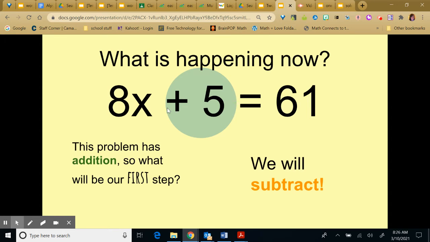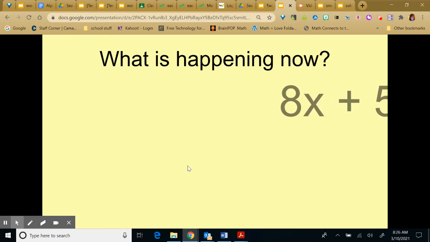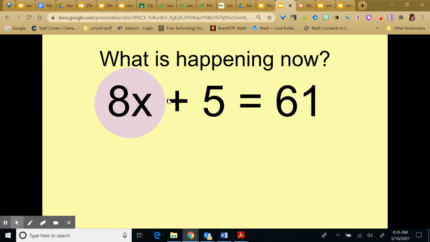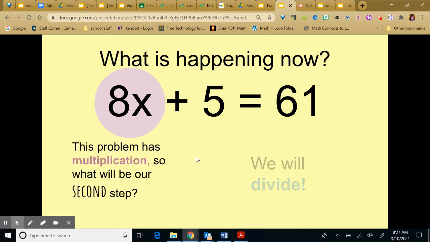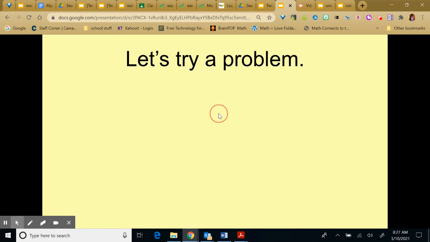So if our first step is addition here, then we need to do the inverse operation. We need to get rid of this, so we're going to subtract. We're going to do the opposite, just like we always have. Okay? And then this part here, what's happening to the x right here? Well, it's multiplying, right? The coefficient is 8, and so x is multiplying by 8. So our second step is going to be dividing, because that's the opposite of multiplication. So let's see what that looks like.